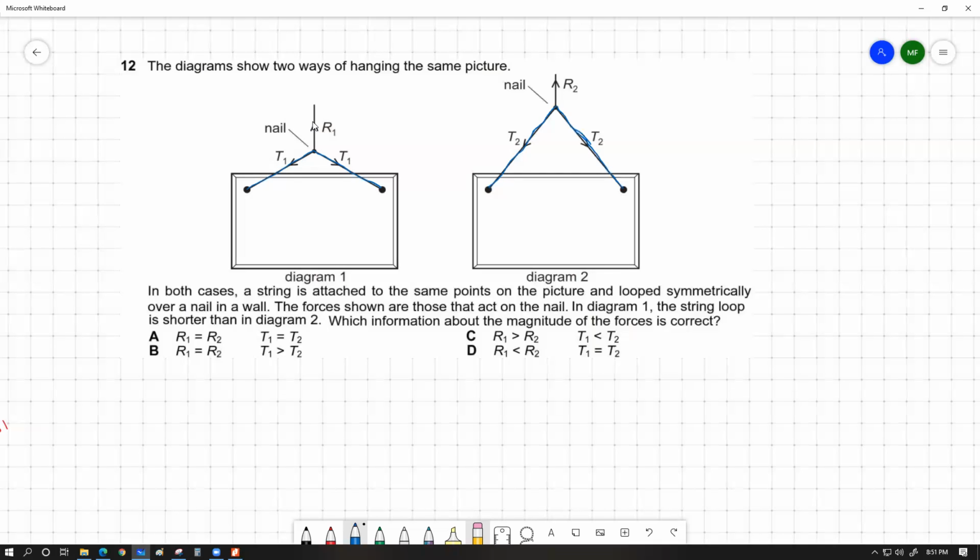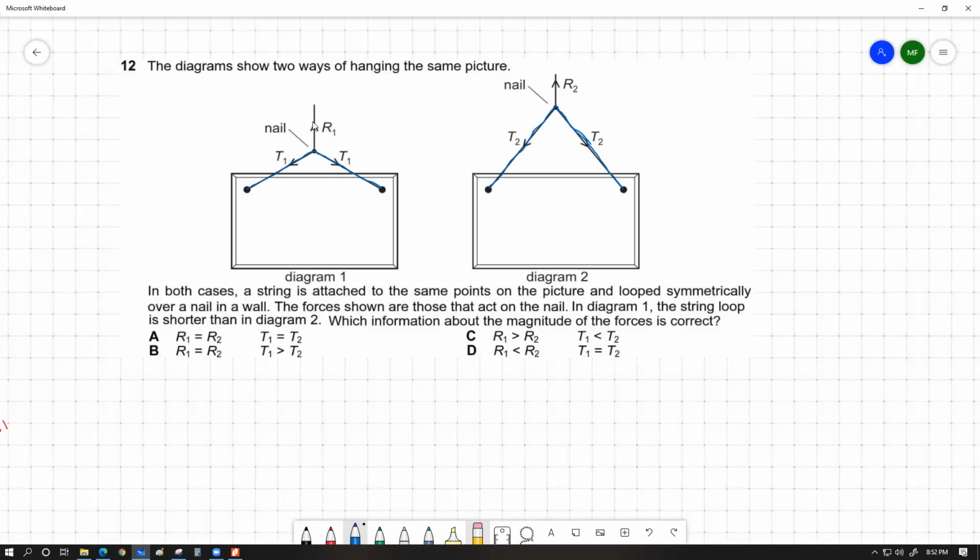এখন কোশ্চেন হচ্ছে যে, আচ্ছা the forces shown are those that act on the nail. In diagram 1 the string loop is shorter than in diagram 2. Which information about the magnitude of the forces is correct? To make sense of this question, this is the first part here to understand.